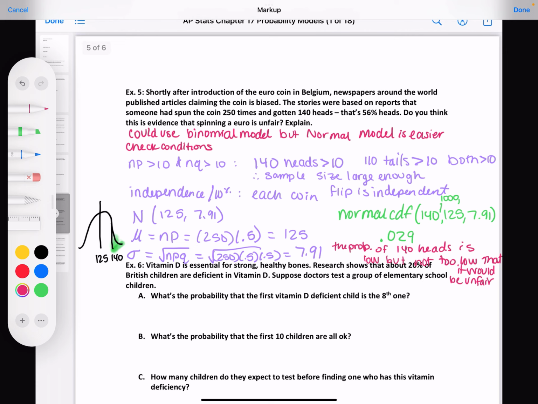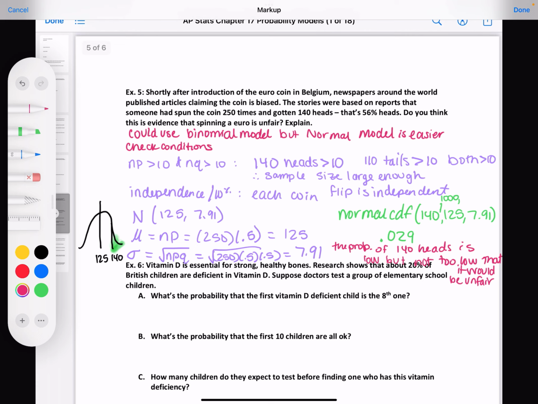All right, next one. Shouldn't take very long. This one's pretty easy. I was about to take a nap though. Vitamin D is essential for strong, healthy bones. Research shows that about 20% of British children are deficient in vitamin D. Suppose doctors test a group of elementary school children. What's the probability that the first vitamin D deficient child is the 8th one?